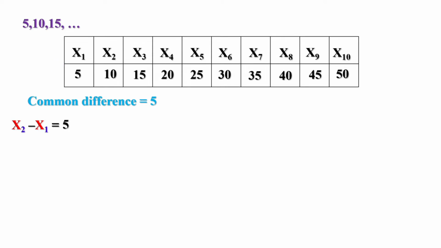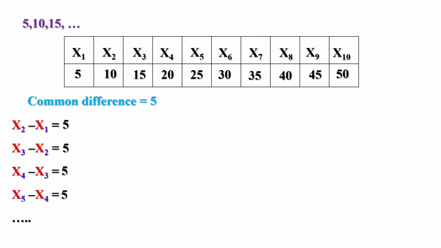Now what is the difference between third term and second term? That is 15 minus 10, again 5. What is the difference between fourth term and third term? 20 minus 15, again 5. What is the difference between fifth term and fourth term? Again 5. It continues like this. We know that the difference between any two consecutive terms is the common difference.